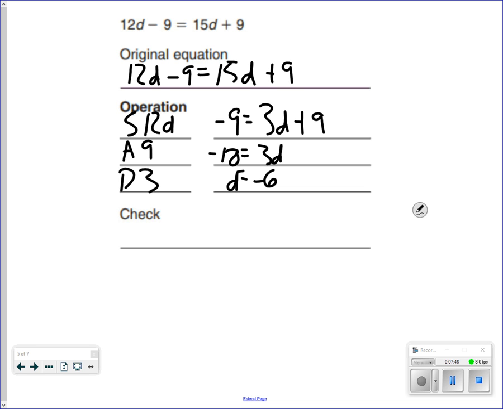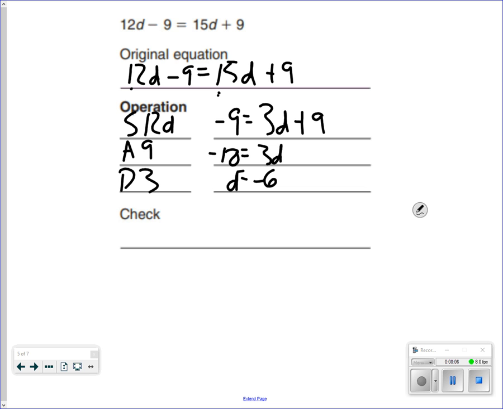The book wanted me to solve that a different way, but I feel like this makes more sense to work out, okay? If you disagree with me, we can talk later. Originally they wanted me to put this 15 over here to be a negative 3d, but I thought this would be a little easier for us to solve.